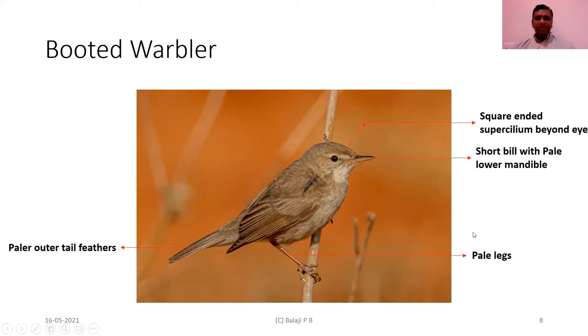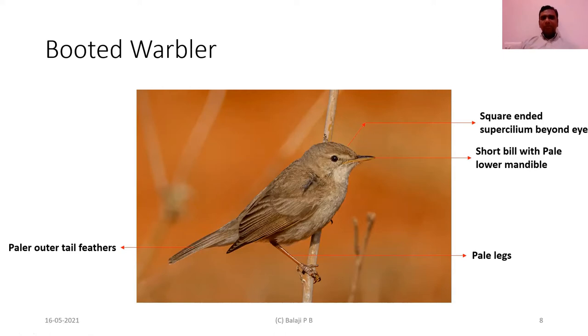So these are the four different things that are very critical to note in a booted warbler. The supercilium extends beyond the eye. The bill is actually quite short in relation to the rest of the body. And it has pale legs and paler outer tail feathers.